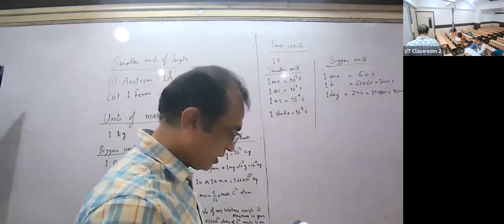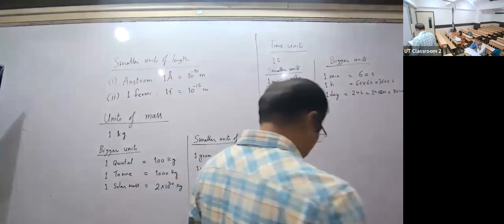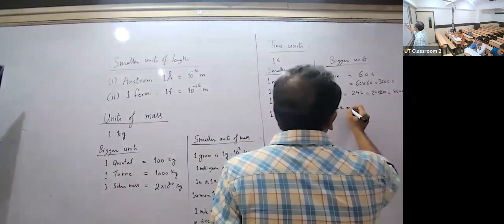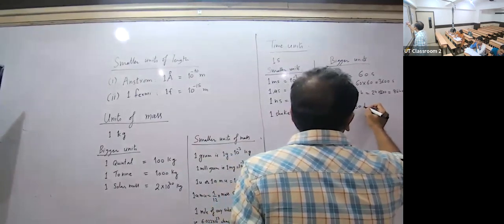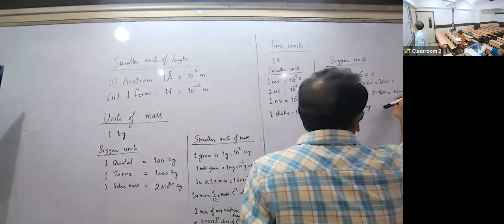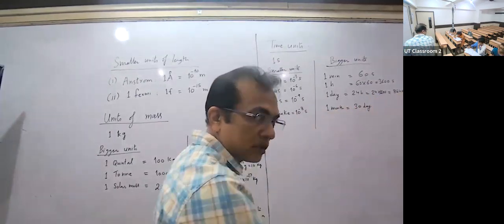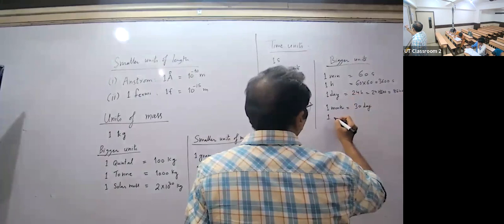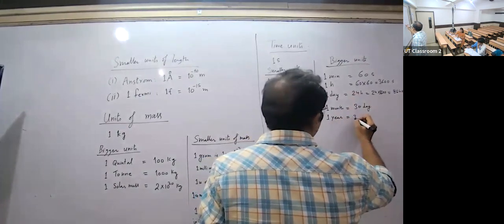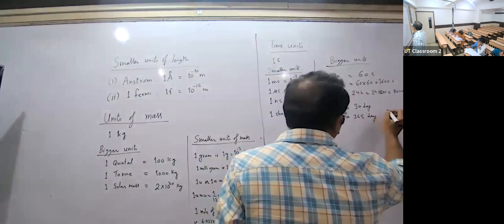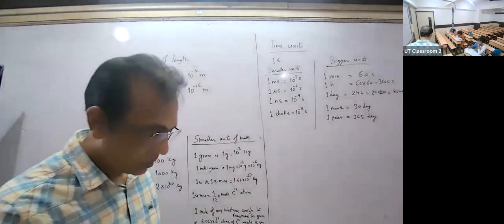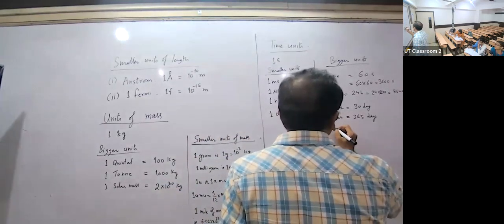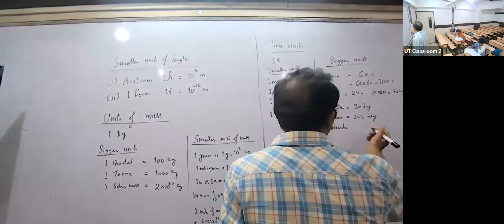Likewise, you have month and year. Now what I will give you is 1 month is equal to 30 days, and just multiply with 86400, you'll get the answer. We will restrict to days because now you know what a day is. And 1 year is 365 days. Now you can calculate backward.